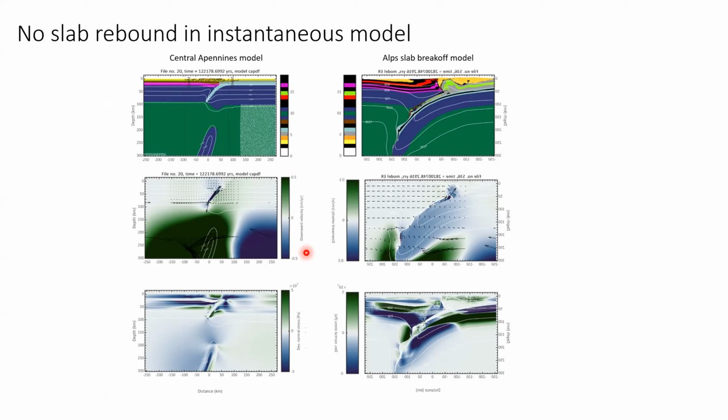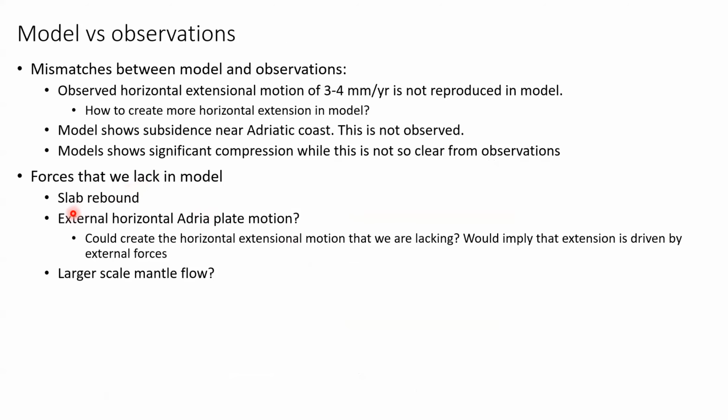So we are thinking of maybe trying to impose a stress structure in the instantaneous model, so that we can create this slab rebound. Other possibilities are to impose a horizontal plate velocity in the model that can pull the plates apart. However, this would imply that the extension is driven by external forces that we're not able to capture in the model. And third, there might be a larger scale mantle flow that we don't generate in our model.